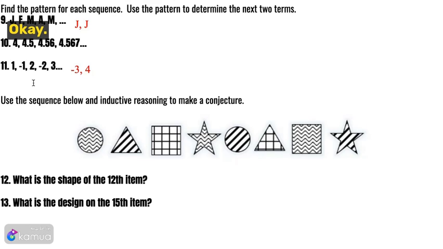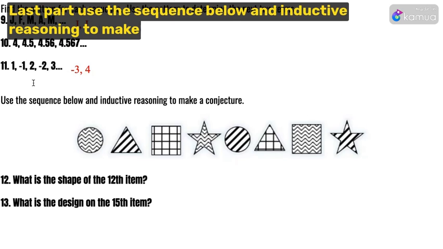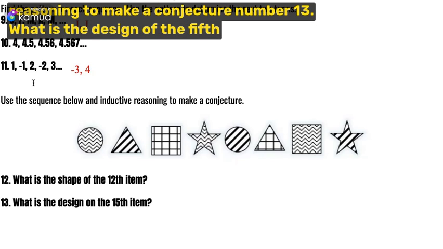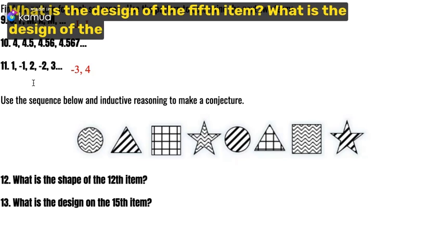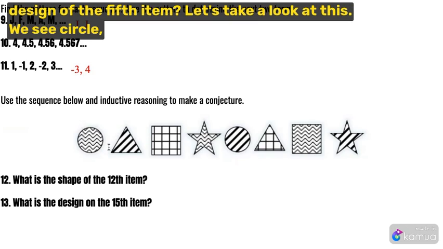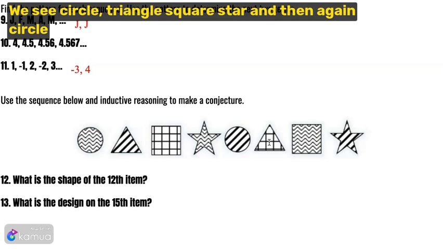Okay. Last part, use the sequence below and inductive reasoning to make a conjecture. Number 13, what is the design of the 5th item? What is the design of the 5th item? Let's take a look at this. We see circle, triangle, square, star, and then again, circle, triangle, square, star.